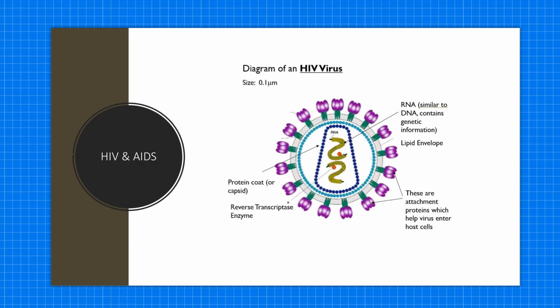There's an outer coating or capsid, and then there's an extra outer layer called an envelope. This is made of a membrane stolen from the cell membrane of a previous host cell. Sticking out from the envelope are loads of attachment proteins that help the virus attach and enter the host cell. In this case, because it's HIV, the host cell will be a helper T cell.